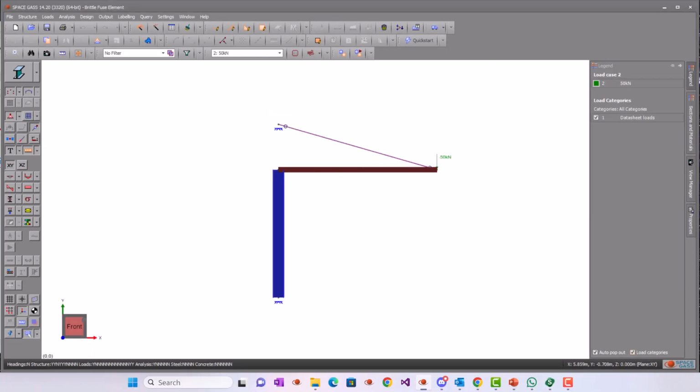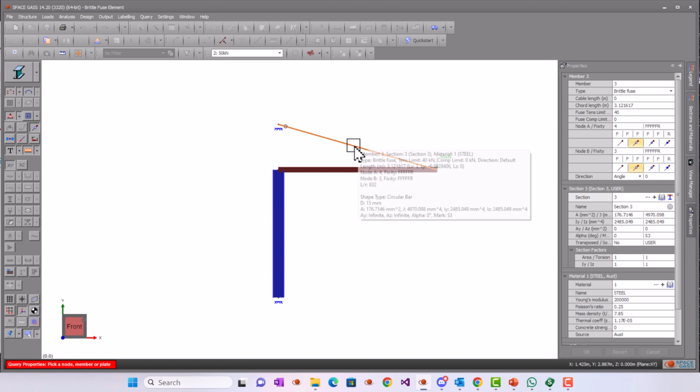Consider the cantilever displayed on the screen, reinforced by a 15 mm diameter steel tension cable. The cantilever's tip bears a 50 kN load, and we aim to determine whether this force would break the cable. Brittle elements are ideally suited for such scenarios.